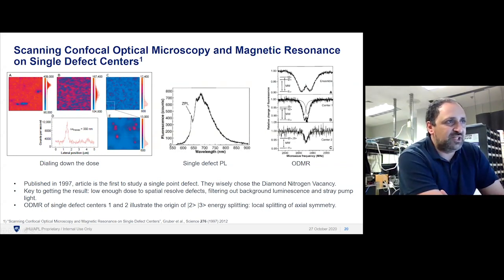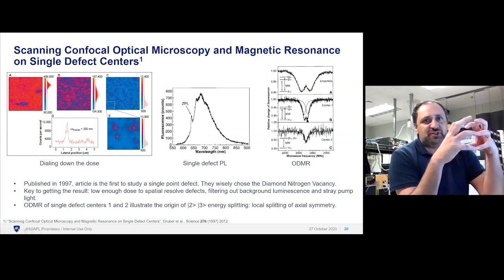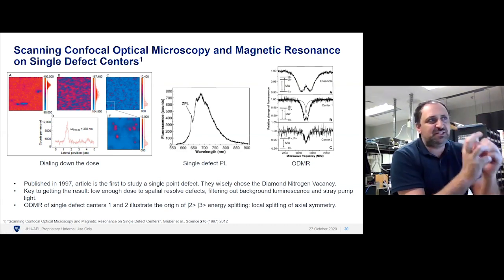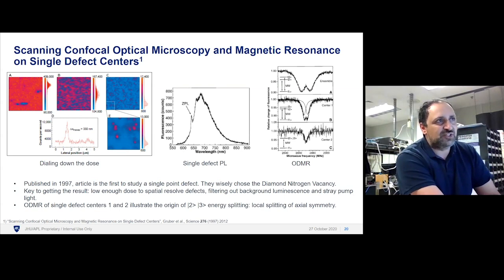And this splitting has to do with the influence of the crystal. If the crystal's strained, then it splits the transition. If it's not strained, then it's degenerate. So that was a really exciting result, because this is where people were at before, but these folks, Gruber et al., figured out how to isolate and look at a single defect. And that way you can understand the fundamental properties of that defect.